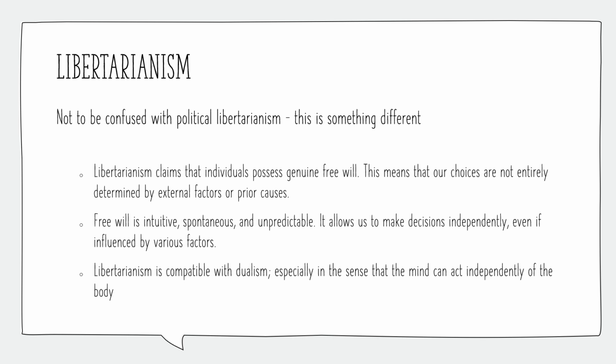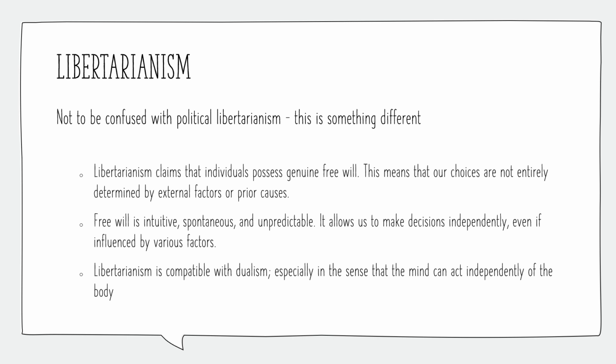So libertarianism is arguing that we're not free to do absolutely whatever we want. So I'm not free to grow a pair of wings and fly away because that's not possible. But when we have choices, they are free. So when we make decisions that we can make, we do that freely. It doesn't totally rule out the idea that there are certain things acting on us or certain things influencing us, but it's saying that we have within us, as part of us, a free will, which is intuitive, so it feels like we have it, spontaneous and unpredictable. So it's not always clear what we're going to do. Sometimes we do things and we don't quite know why, but that's part of being free. So free will is what allows us to make our decisions independently, even if we have got various things influencing us.